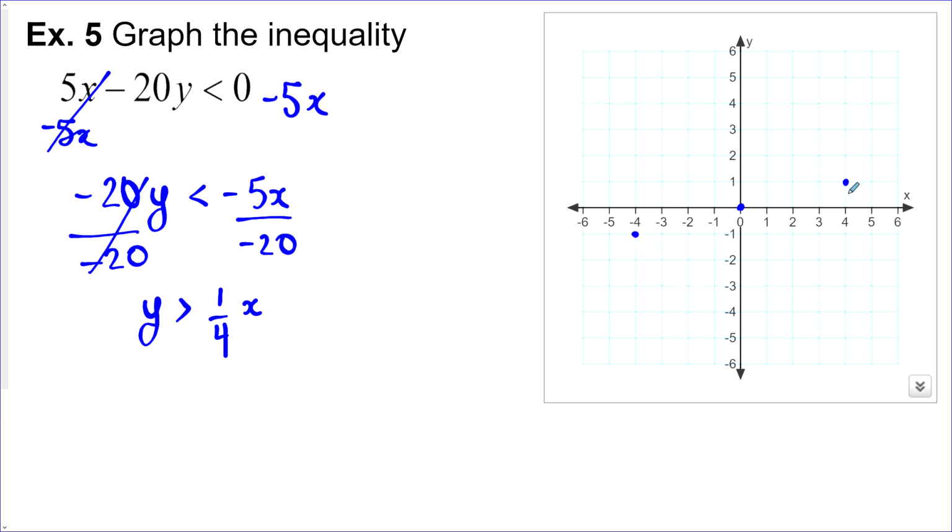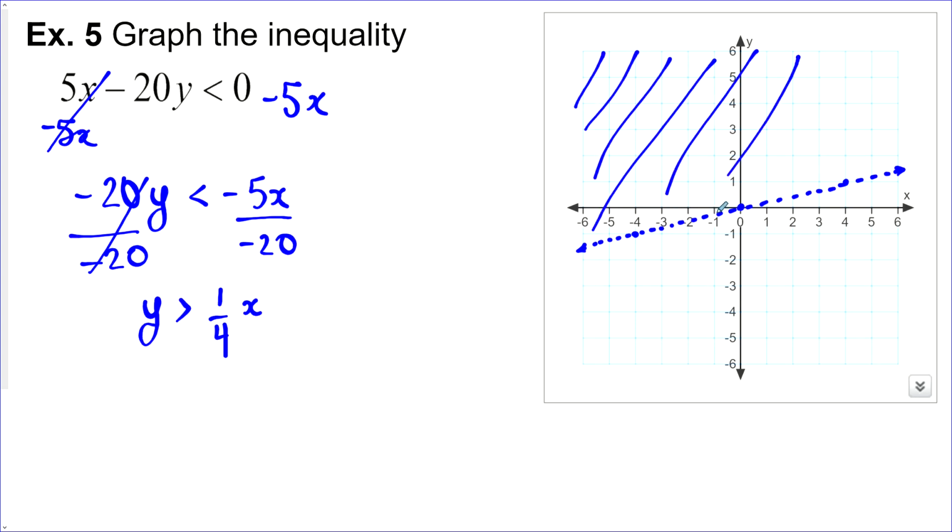Now I'm ready to draw my line here, but when I look at this inequality, I don't have the equals part. I'm just y is greater than. So here's where we need to draw the dotted line, because I don't want to actually equal. And y is greater than, so I need to shade above the line. There we go. And that's my solution area up there. I could pick any point and test it here. It should work. If I picked any point down here and tested it, it should not work.